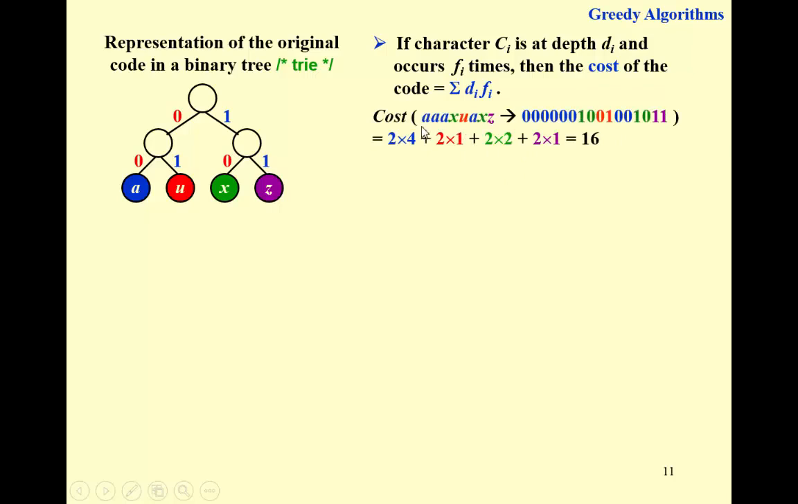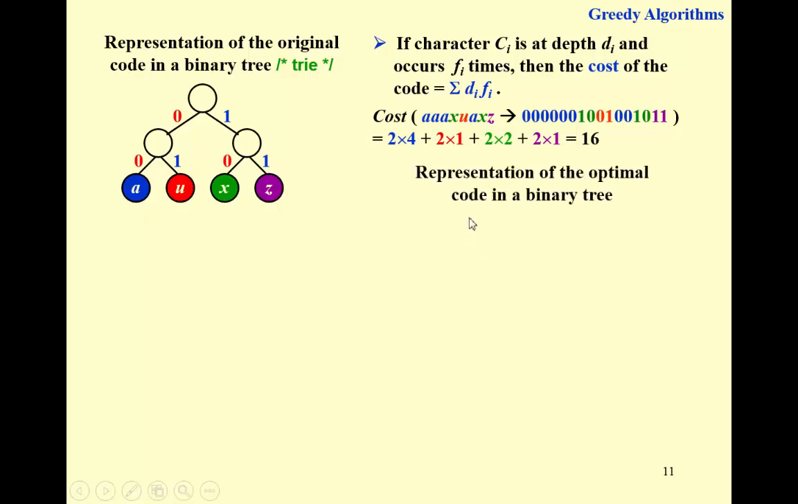So for example, this is the original string. With the standard encoding, this is the result we obtain, and that is what? That is 2 times the frequency of A plus, well, that's 2 for everyone, right? And times the frequency for U, for X, and for Z. And put them all together, we get 16, which means we're going to compress this string into 16 bits.